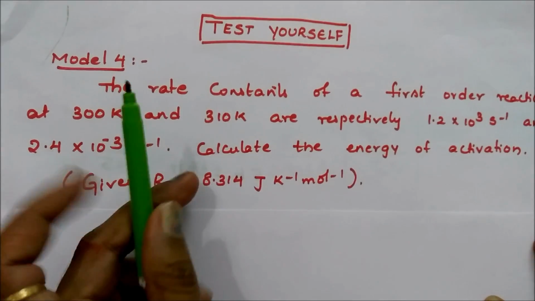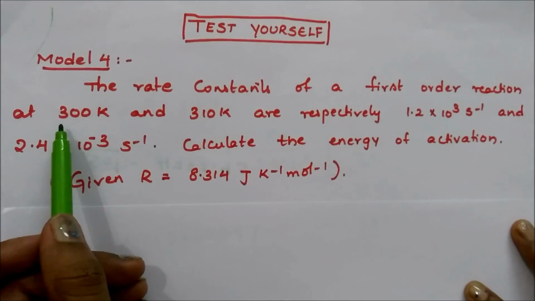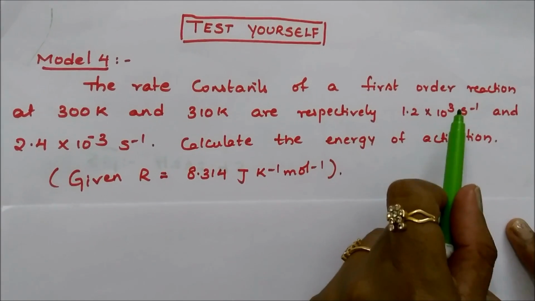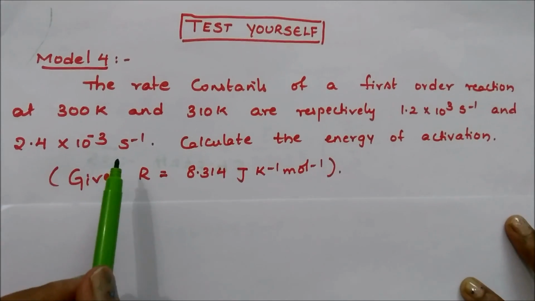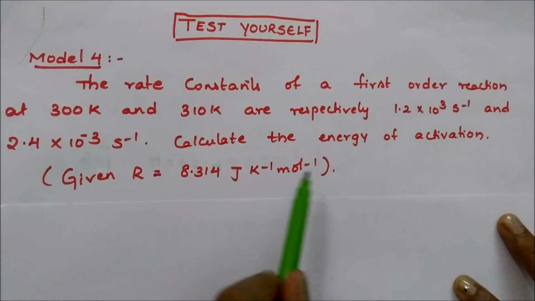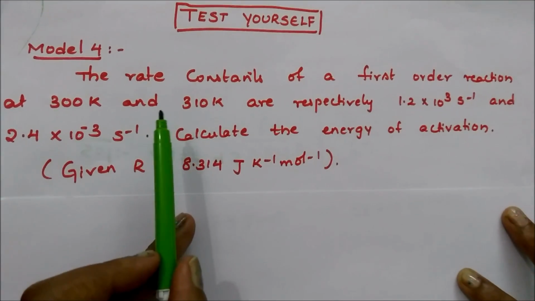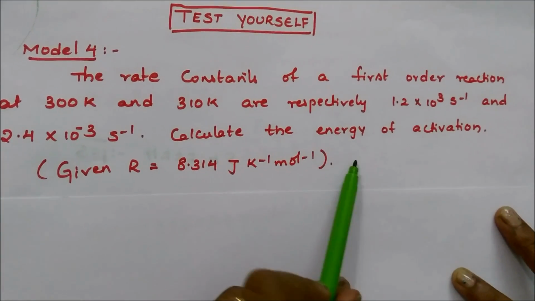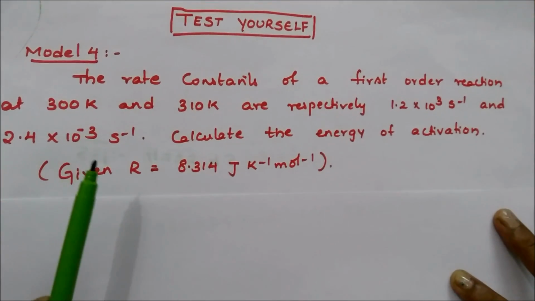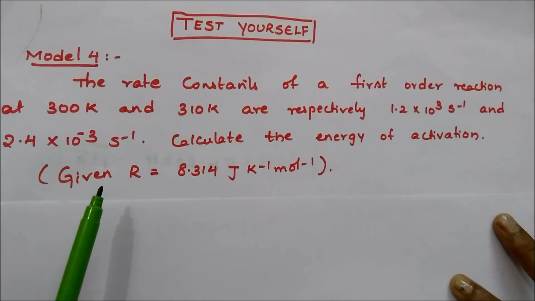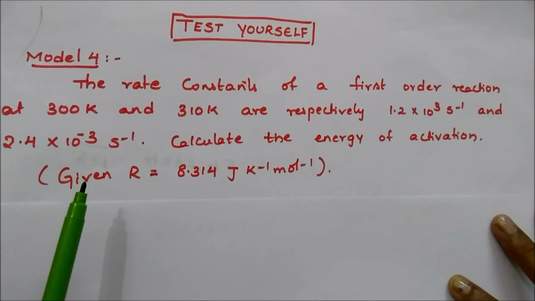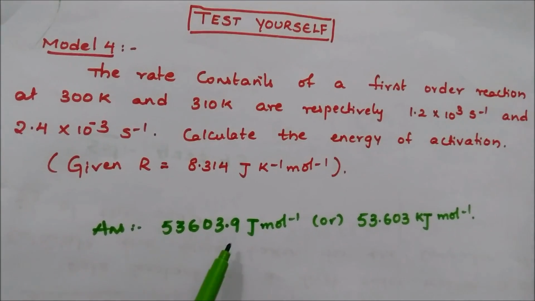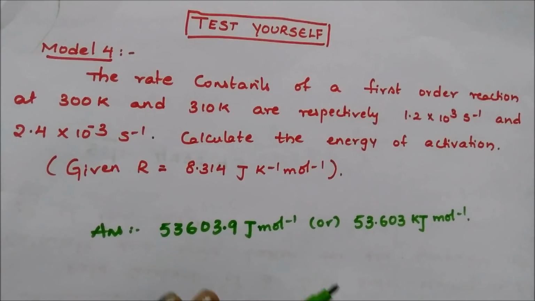Test yourself. The rate constants of a first order reaction at 300 K and 400 K are respectively 1.2 into 10 to the power of minus 3 and 2.4 into 10 to the power of minus 3. Calculate the energy of activation. Rate constants and temperatures are given, and they are asking you to find the activation energy. Click on the pause button and find the solution. This is the answer for this problem. If you got this answer, you are just perfect on this concept.